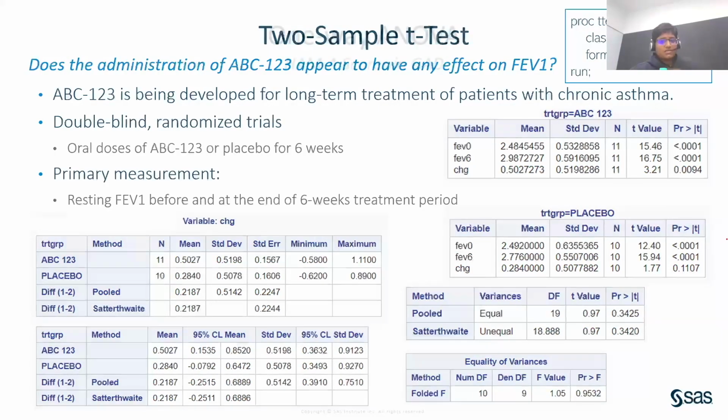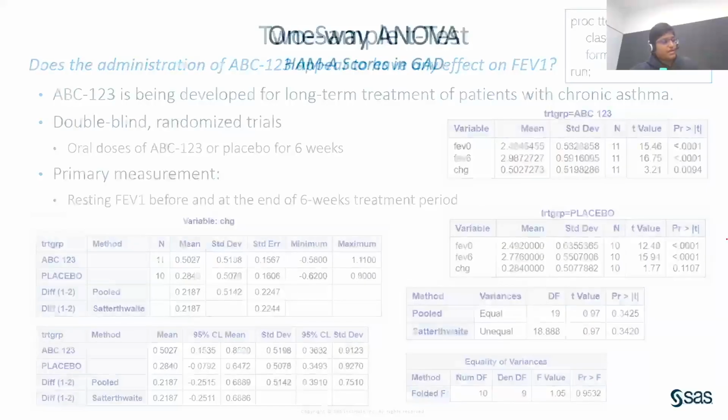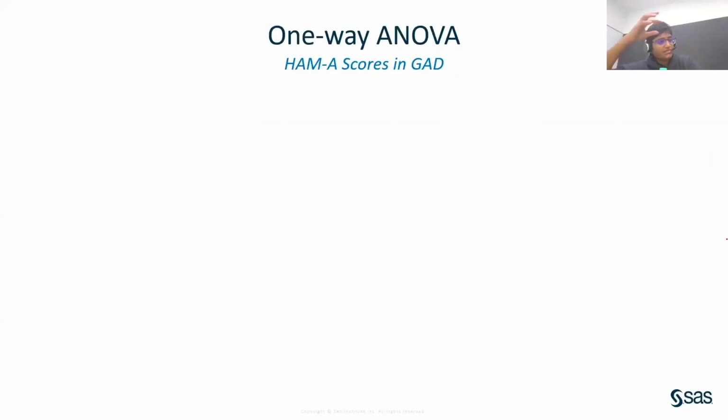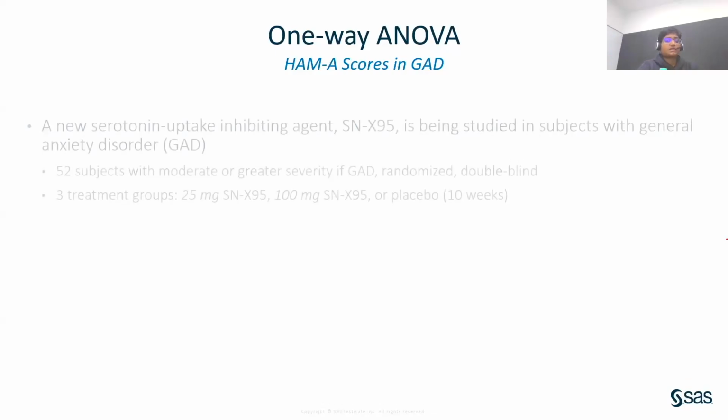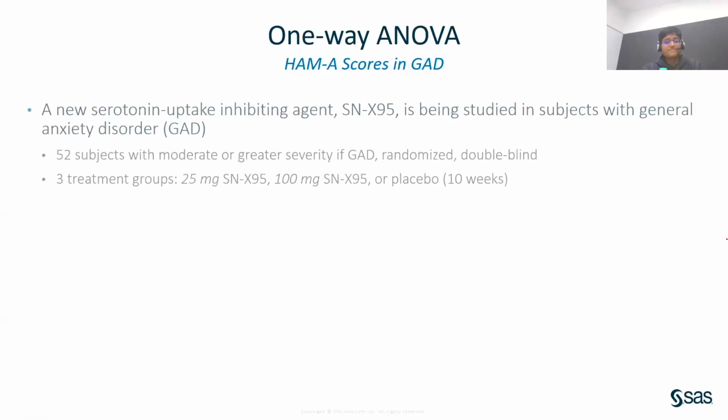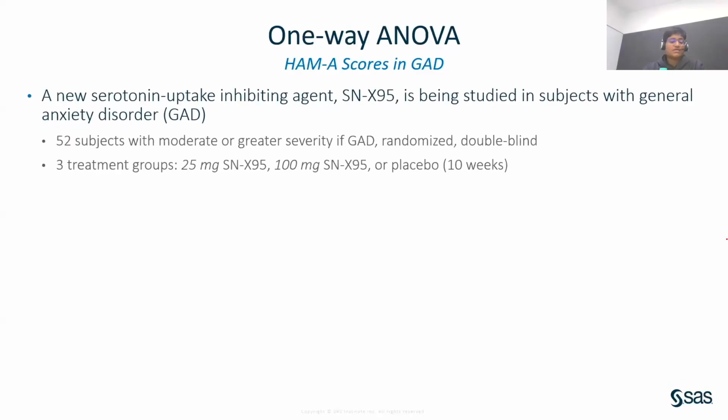In a similar line, let's also take up the one-way analysis of variance. This is slightly more in-depth as compared to just a simple hypothesis testing. Here we are looking at an example of the HAMA, a standard questionnaire which is used to assess the general anxiety disorder of our subjects.